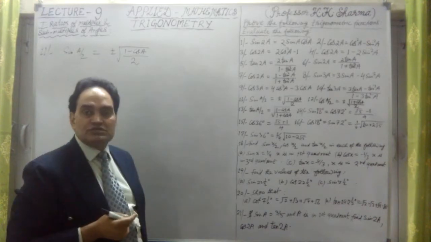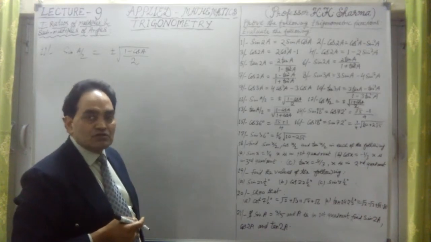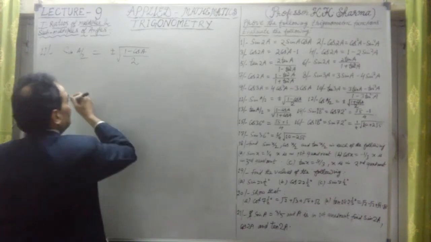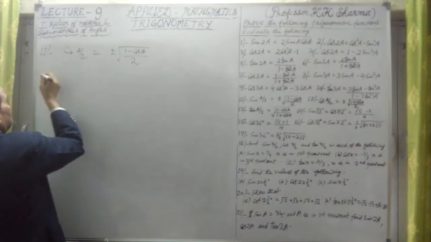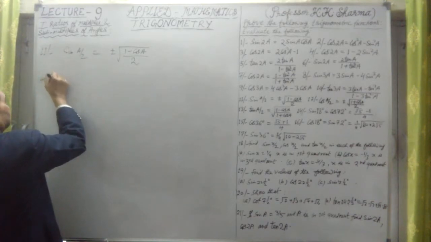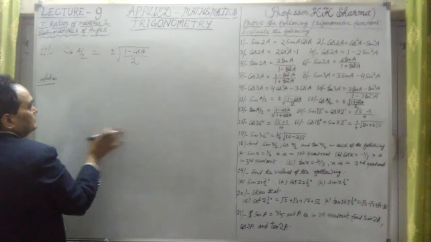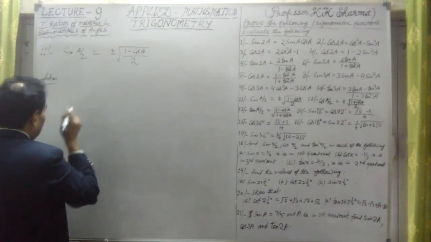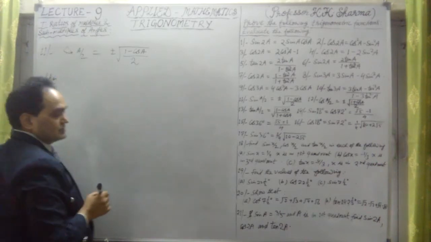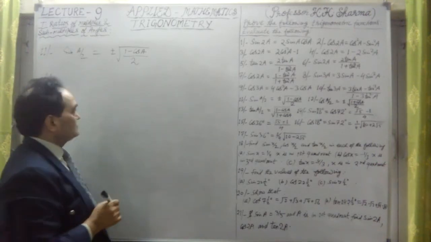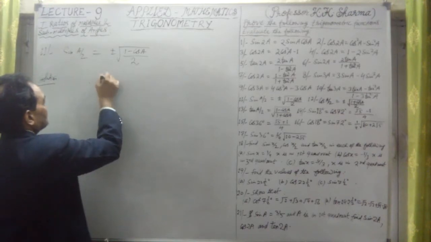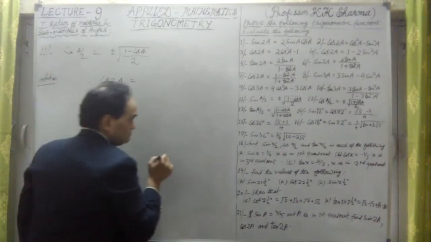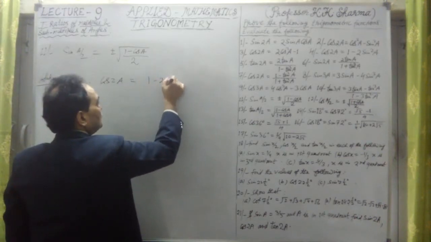Now we know that cos 2 theta is in terms of cos theta. Oh, sorry, sine theta. What is that value? Let us take here the left hand side, we have to prove this formula. Let me take this whole result with the help of another formula. Okay, what is cos 2A? Cos of 2A in terms of sine is 1 minus 2 sine square A.